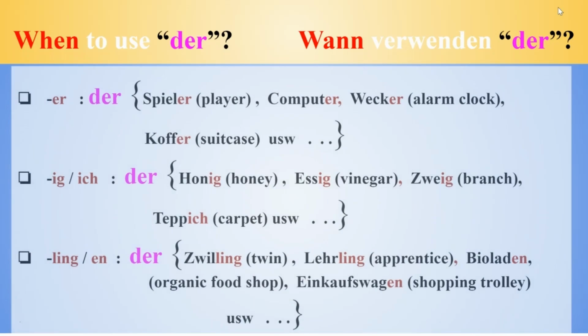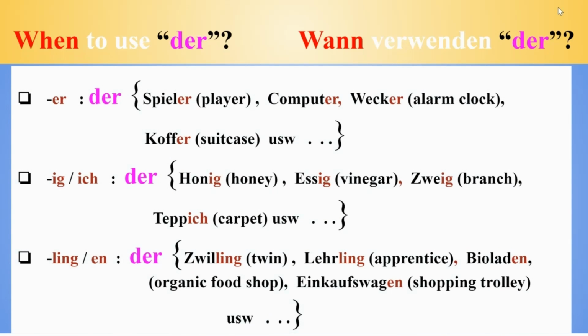Nouns ending with er. Der Spieler, der Computer, der Wecker, der Koffer und so weiter. Ending with ig und ich. Der Honig, der Essig, der Zweig, der Teppich und so weiter. Ending with ling und en. Der Zwilling, der Lehrling, der Bioladen, der Einkaufswagen und so weiter.